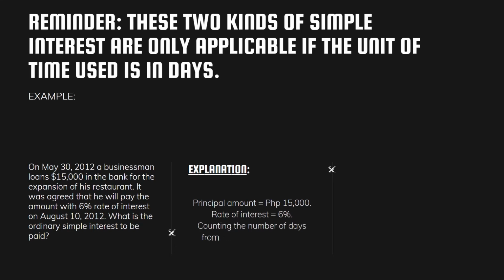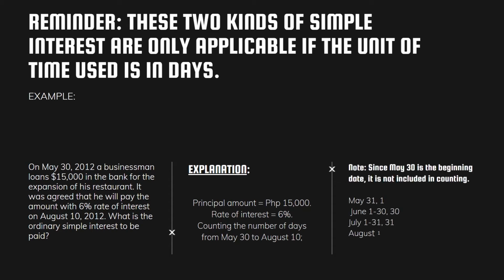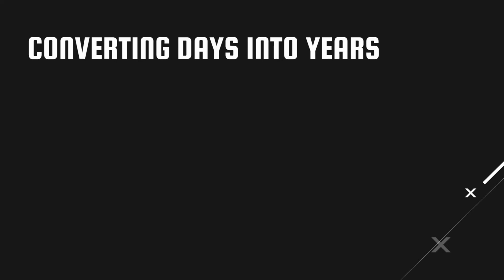Explanation. Principal amount 15,000 pesos. Rate of interest 6%. Counting the number of days from May 30 to August 10. Note, since May 30 is the beginning date, it is not included in counting. May 31, 1; June 1 to 30, 30; July 1 to 31, 31; August 1 to 10, 10. Total of 72 days.